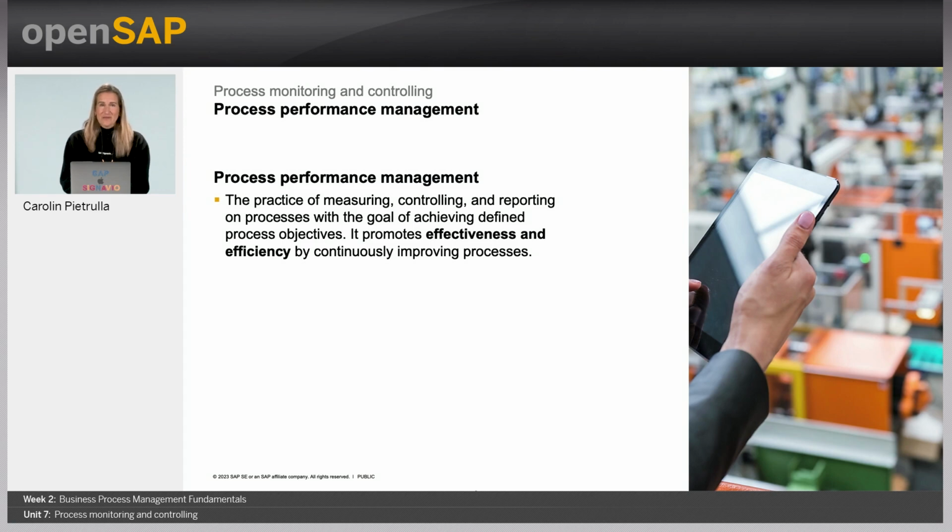And therefore, let me bore you with one last definition on process performance management. It is defined as the practice of measuring, controlling, and reporting of processes with a goal to achieve a defined process objective. It promotes effectiveness and efficiency by improving processes continuously.